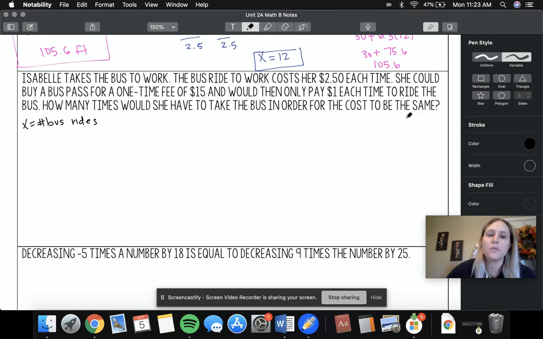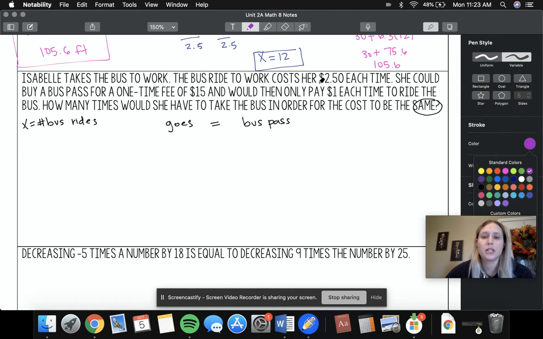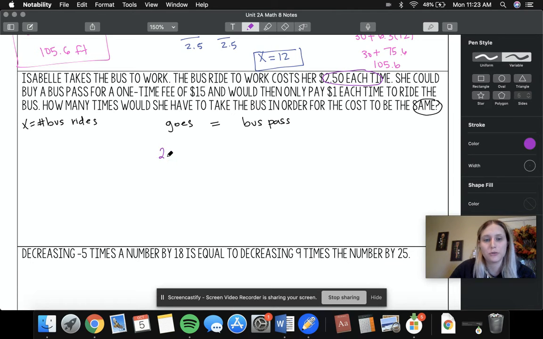So it says, when will the cost be the same? Basically there's two different situations. There's just if she goes every time and if she got a bus pass. Now I want to know when they are the same or when they are equal to each other. So we're just going to compare the two. First, if she doesn't get a bus pass and she just goes every single time, it would be $2.50 every single bus ride. So we're going to put $2.50 for every bus ride.